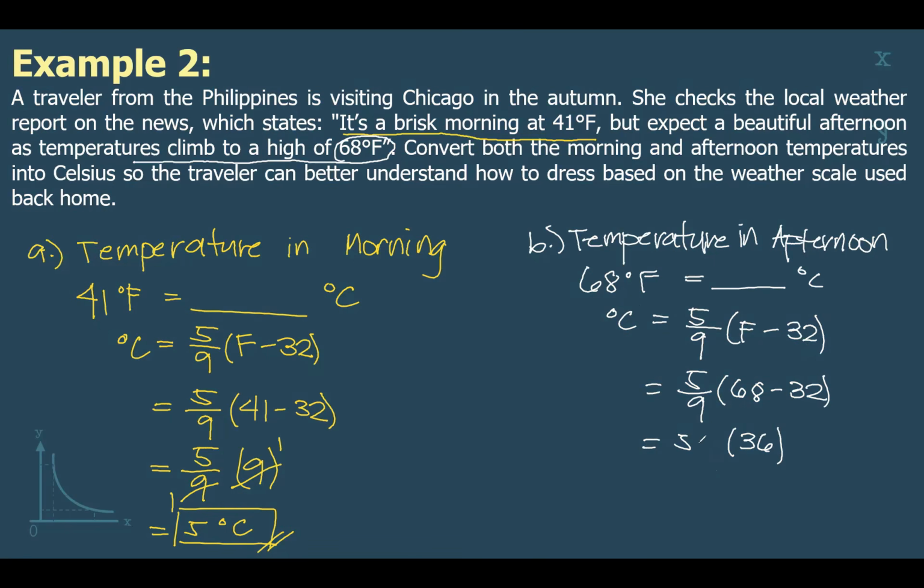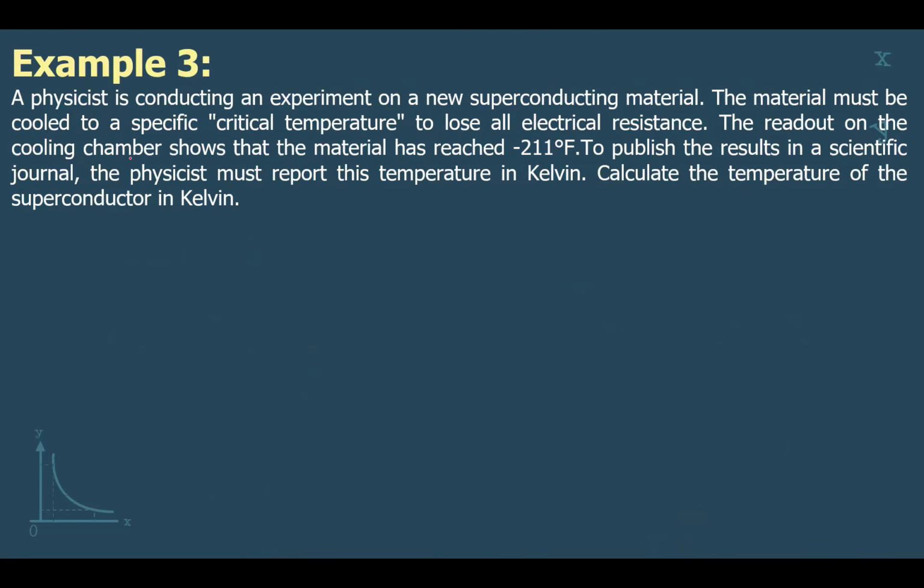36 multiplied by 5 over 9. But 9 and 36 are both divisible by 9. 9 divided by 9, this is 1. 36 divided by 9, this is equal to 4. So 5 divided by 1, this is equal to 5 multiplied by 4. So our answer here is 20 degrees Celsius. So in the afternoon, it will be 20 degrees Celsius.